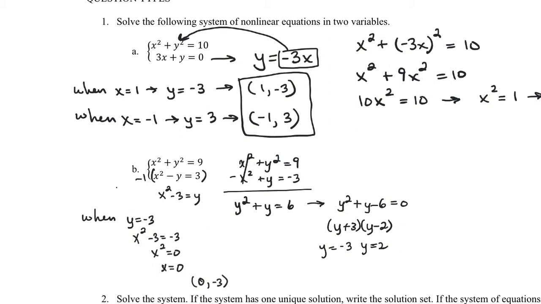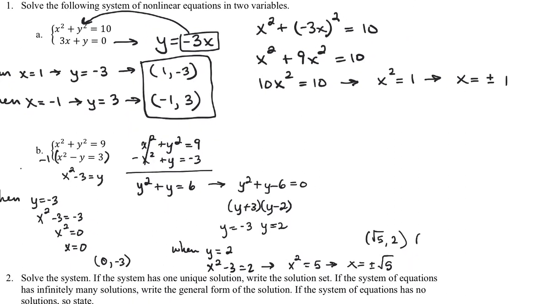Now, I've got to solve again for when y equals 2. So now I'm going to plug in a 2 right here in this equation. So this is going to be x squared minus 3 equals 2, which means x squared equals 5, which means x is equal to plus or minus square root of 5. So this is interesting. When y is equal to 2, we have two different values of x. So we have square root of 5 comma 2, and we also have negative square root of 5 comma 2. So there's two separate solutions from that set of computations.